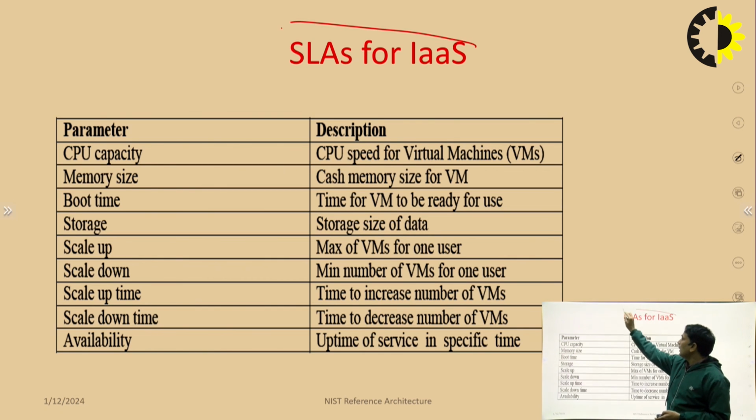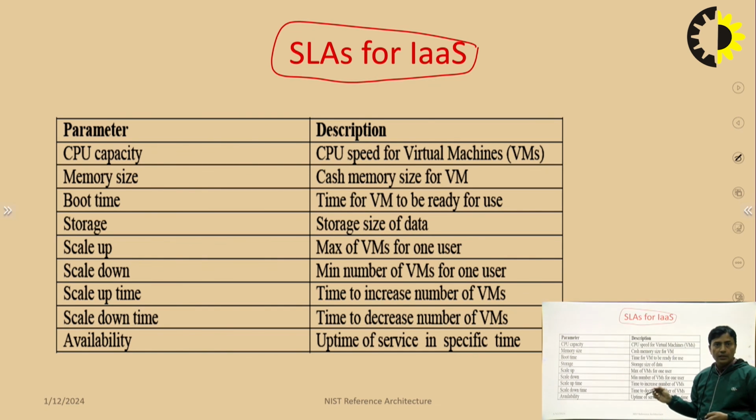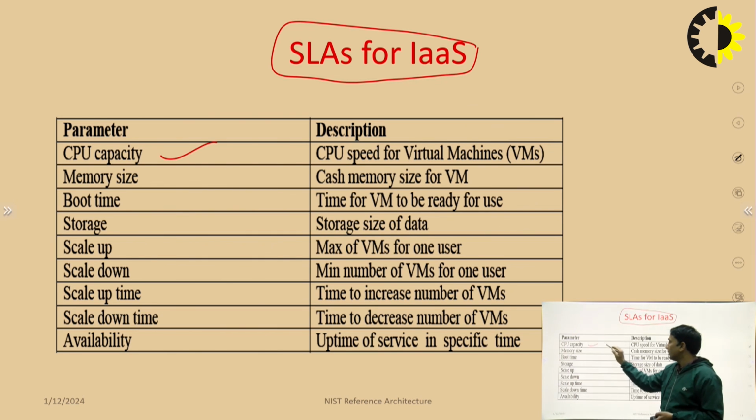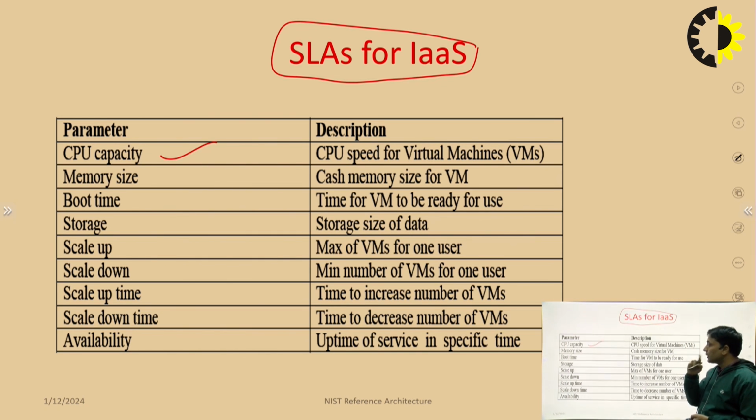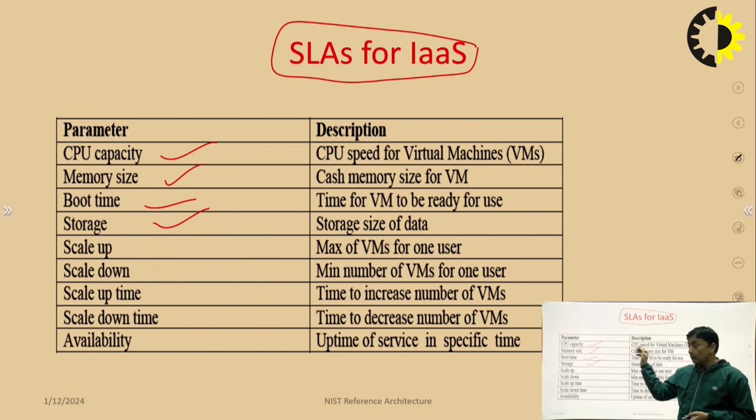This is a format, basically a model, or you can say a sample of an SLA for infrastructure as a service, which is well defined: CPU capacity, what should be the CPU speed for the virtual machines, memory size, cache memory size for the VM, boot time, the time for a VM to be ready for use, and storage size in data, which is also well specified. That type of quality is experienced by the consumer or not.